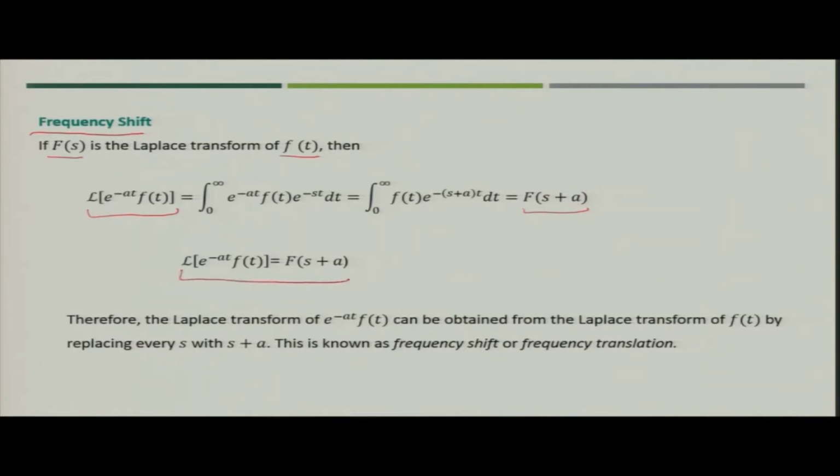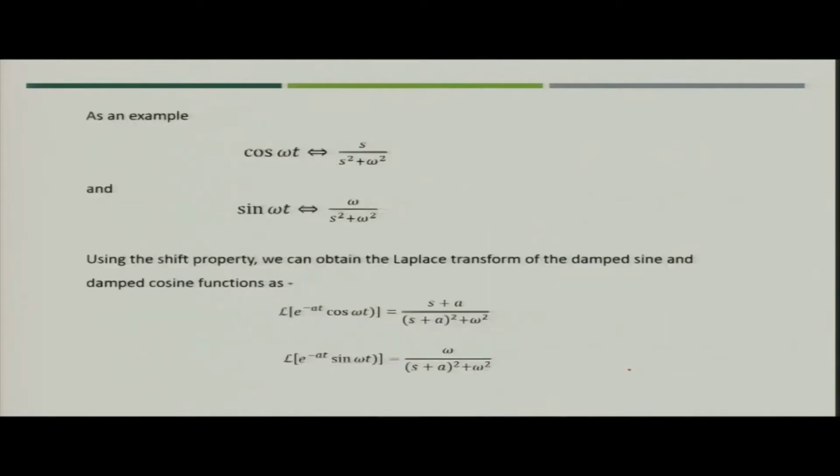So, you can say that in case of frequency shift, the Laplace transform of e to the power minus at f(t) can be obtained from the Laplace transform of f(t) by replacing every s with s plus a. This particular property is called frequency shift or frequency translation. Now, let us take an example.